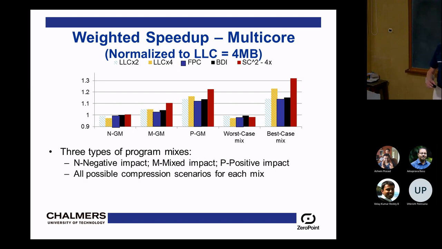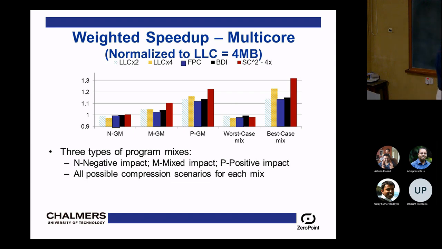Oops, now I did something bad. That's okay. And then on the other side, the positive impact would be those where you actually see a lot of misses. You would benefit from a larger cache. And then there are a lot of bars here. LSC times 2 and LSC times 4 correspond to twice and four times as big. So we start with a certain size of the last level cache. If I remember correctly, we assume 1 megabyte per core. And then we consider a twice as big cache and a 4 times as big cache. And then the baseline cache with FPC, BDI and SC2 with 4 times as many tags.